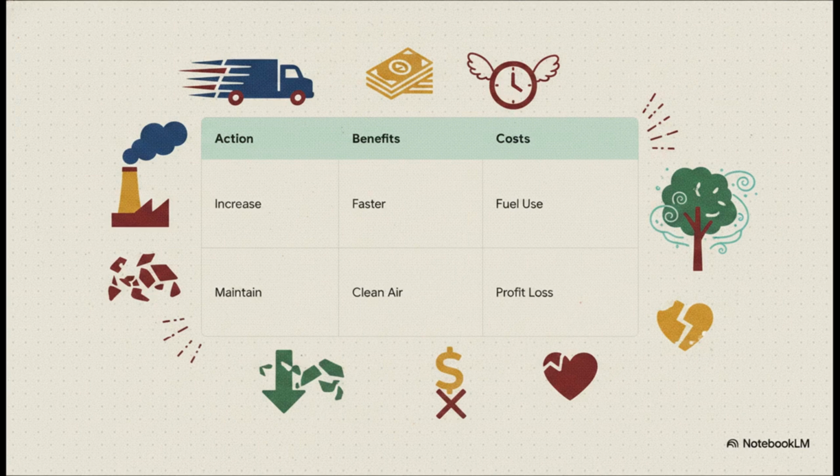highway speed limit. If we increase it, the benefit is reduced travel and delivery times, which means fewer broken laws and higher business profits. But the cost? Greater fuel consumption, more pollution, and tragically, higher fatalities. On the flip side, if we maintain the lower limit, we prevent pollution and save lives, but business owners lose out on profit. A utilitarian has to weigh all these short-term and long-term costs against the benefits and decide which path brings the greatest mathematical good to society.